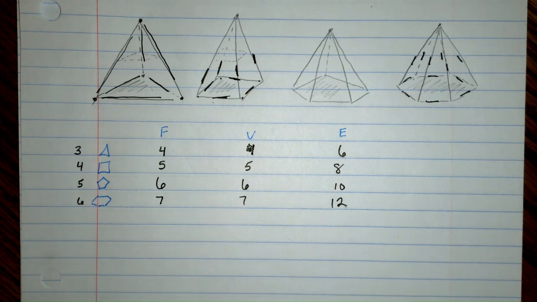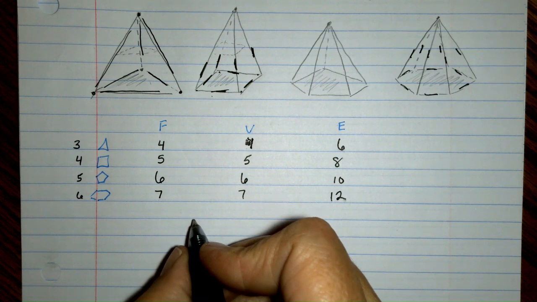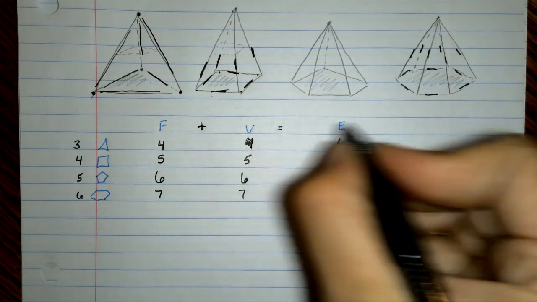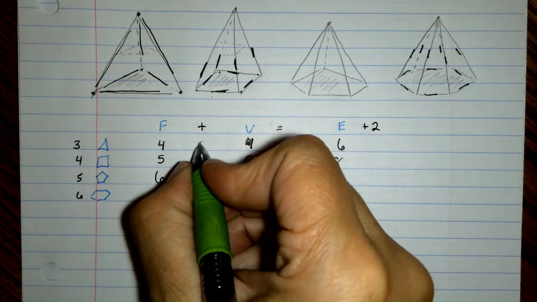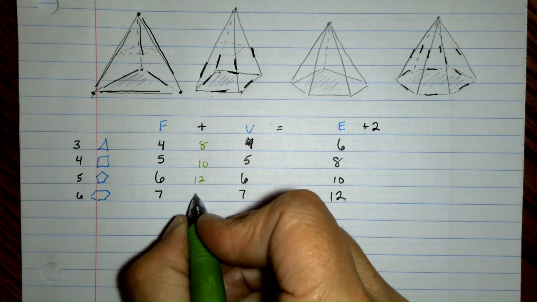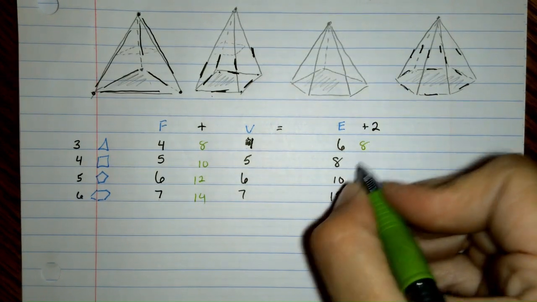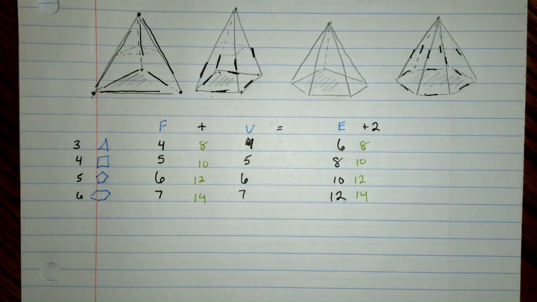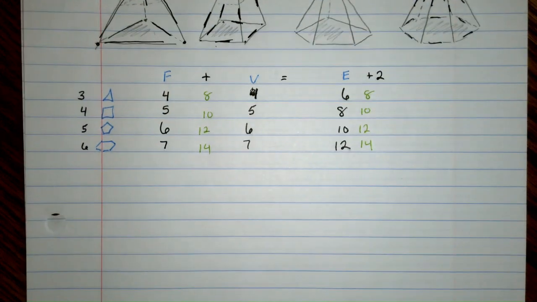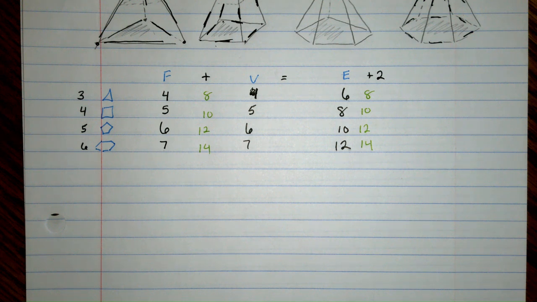However, does Euler's formula work? Can I get this to equal this plus 2? Well, that would be 8, 10, 12, and 14. Add 2, we get 8. Add 2, we get 10. Yes, Euler's formula still works. So that's the thing: if you do Euler's formula, it works no matter whether it's a pyramid or a prism. So finding all our little patterns, well, that's great and all. But finding one pattern for them all, that's even better.